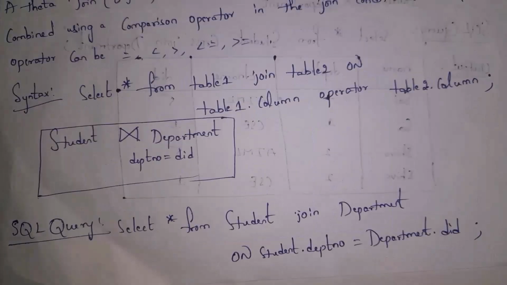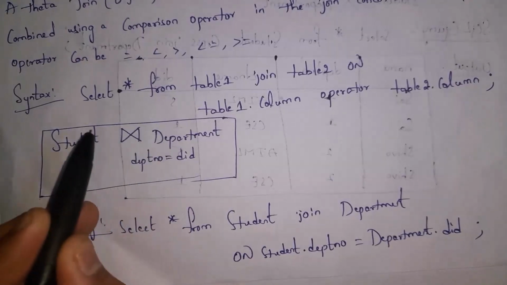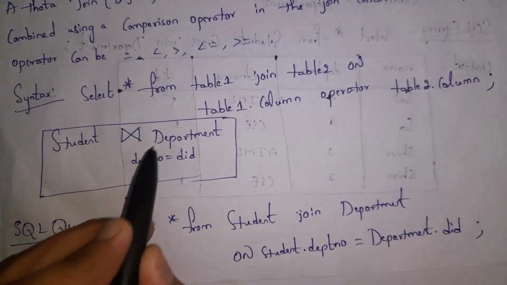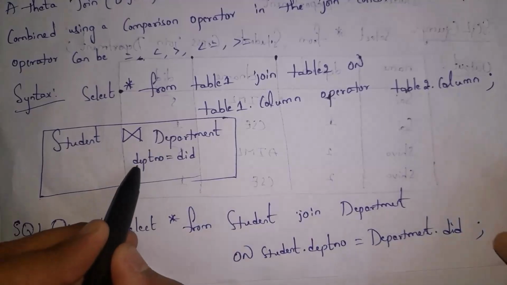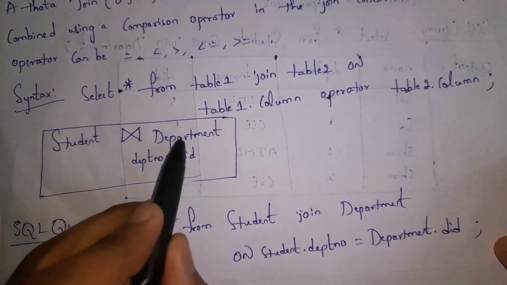This is how we represent this operation, that is student, this is the join symbol, department. I'm joining this table and this table based on a column condition, that is department number is equal to DID column. If this condition is satisfied, rows from this table and this table will be combined.